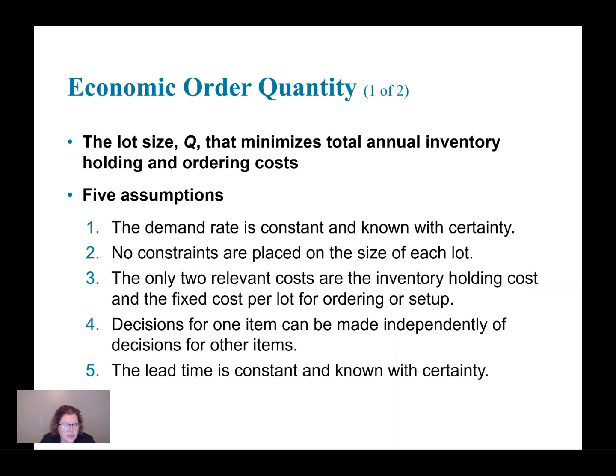There are no constraints on EOQ. So EOQ is not constrained by, let's say, shipping capacities or storage capacities. So it doesn't consider whether or not you actually have storage space. It just considers the average cost of your current storage space and the average cost of ordering each item. It also assumes you know your lead time and that lead time is constant. So that amount of time between you place an order to when that order shows up.